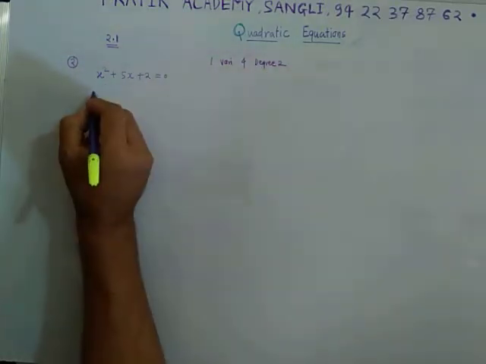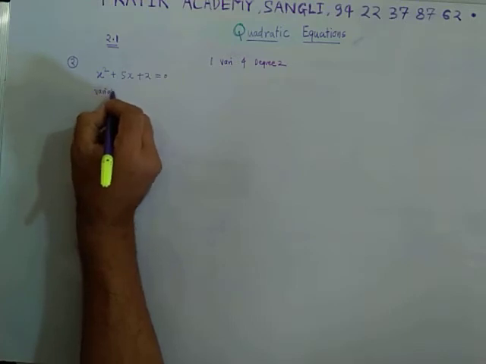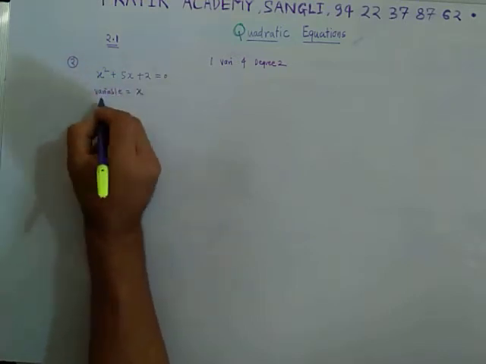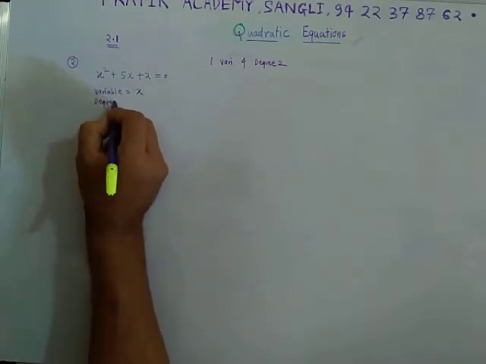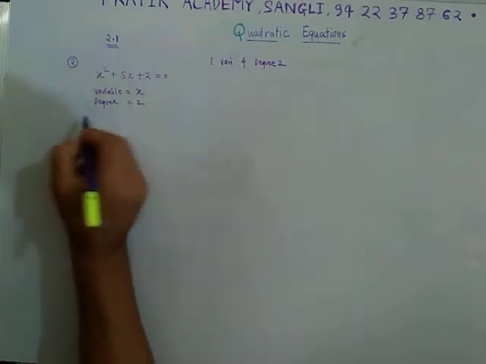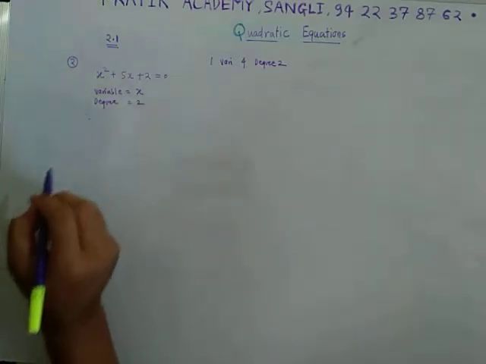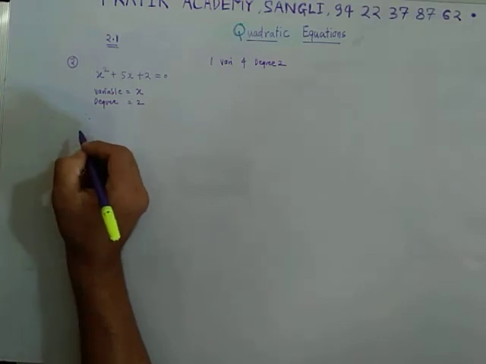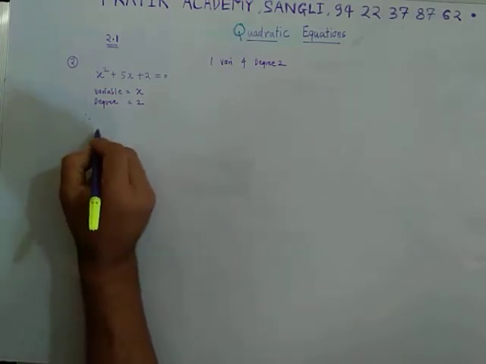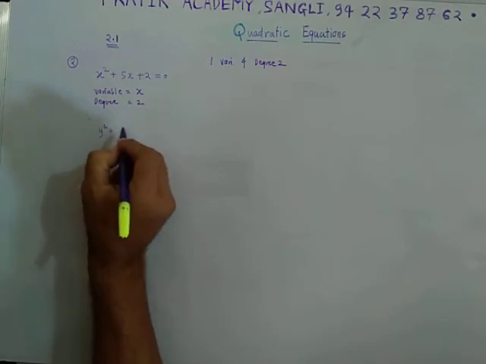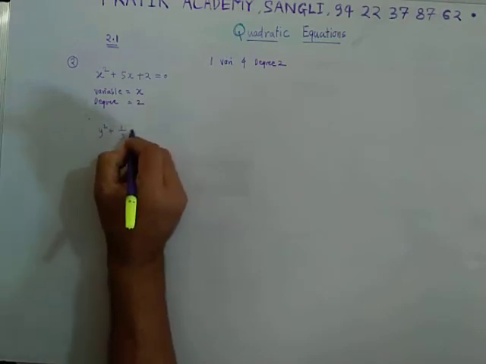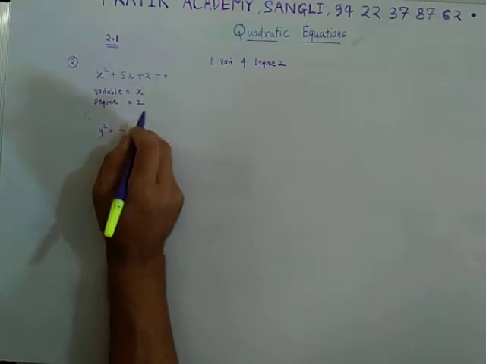So check, the variable is x, the degree is 2, therefore it is a quadratic equation. Simple one. Then another example here is y square plus 1 upon y is equal to 2.